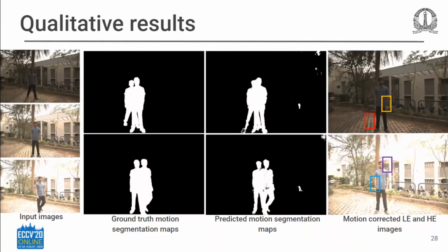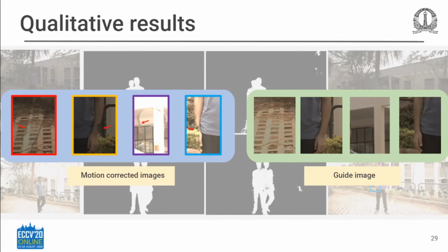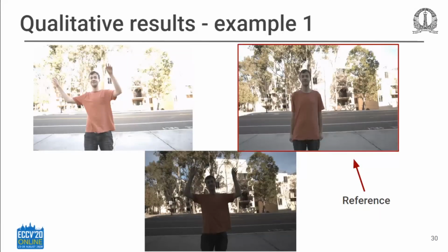In this example, we show the ground truth and the predicted motion segmentation maps and the motion compensated LE and HE images. In the zoomed regions, we see that the motion compensated images still have artifacts that are corrected in the guide image. Here, we show 3 varying exposure input images from the UCSD dataset with the middle one as a reference. Notice that this sequence has a large focal motion. And this is the corresponding HDR generated by our proposed approach.